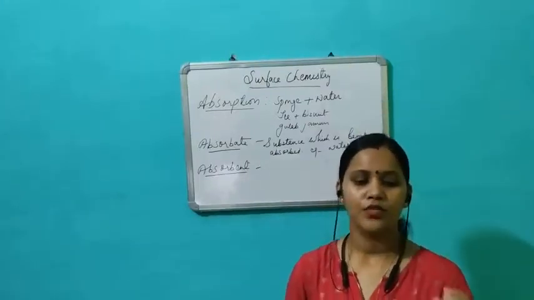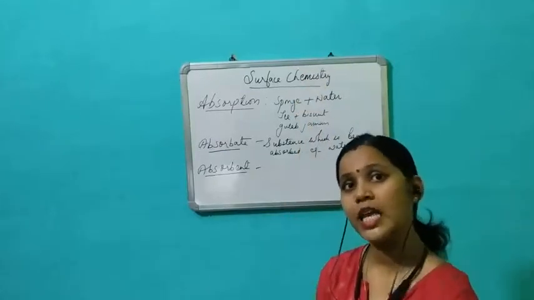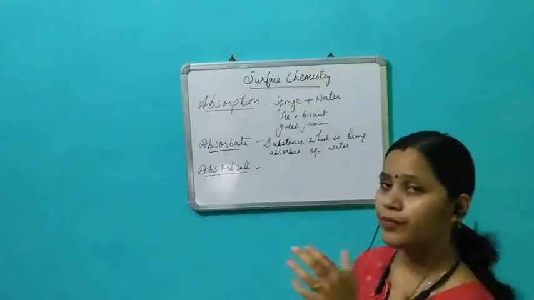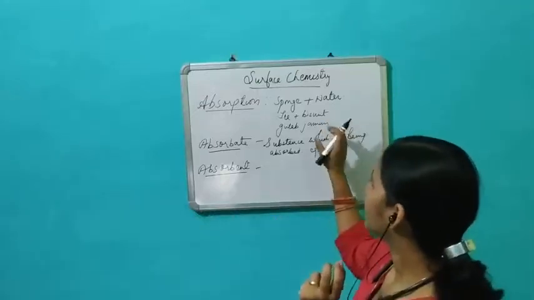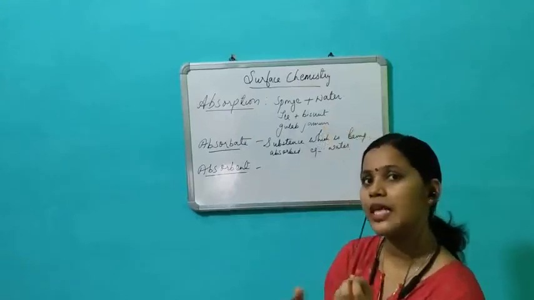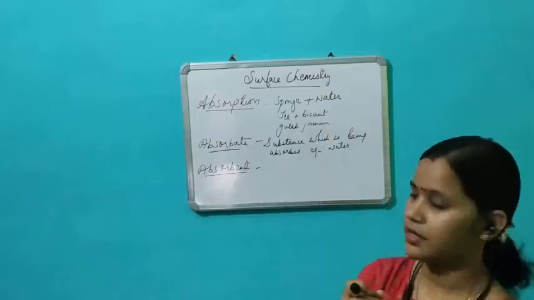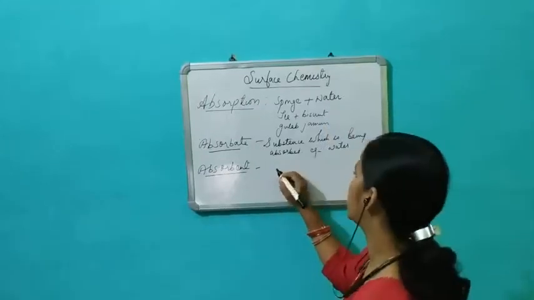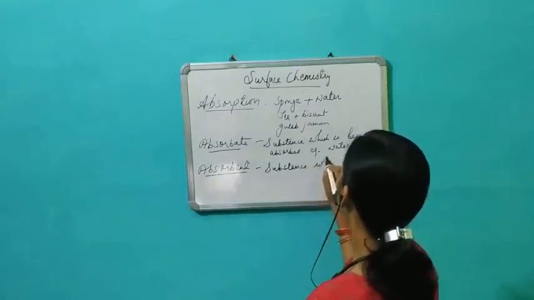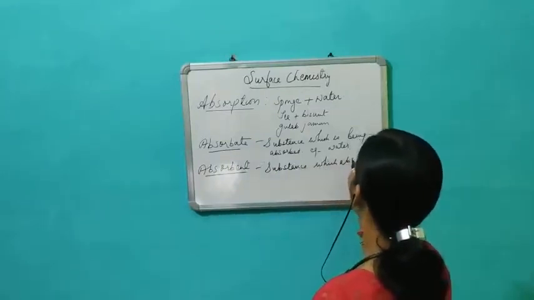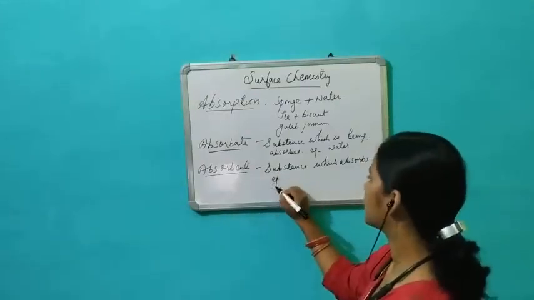And the substance which absorbs, here the sponge is absorbing water, the biscuit is absorbing the tea, and the gulab jamun is absorbing the sugar syrup. So the substance which absorbs is called the absorbent.